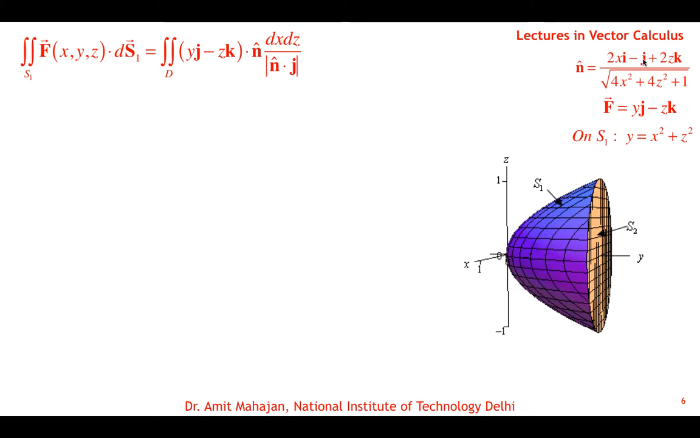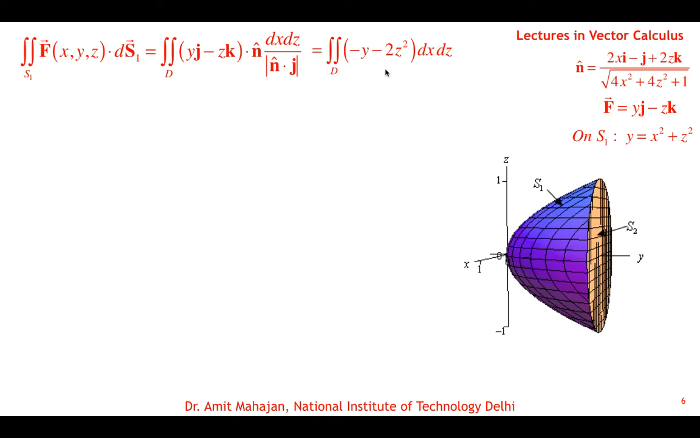n we have already calculated, so n dot j will be minus 1 over the root factor. So the absolute value will be plus 1 by the root factor. And yj minus zk, when dot product with n, will give y times the j factor, so minus y by root, plus minus z times the dot product with k, so 2z. So minus z into 2z, that's minus 2z square, by the root factor. This dot product will give a root factor in the denominator, and this absolute value will also give the same root factor, so that will cancel out.